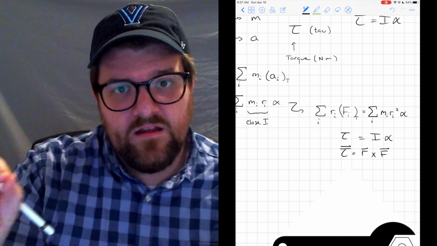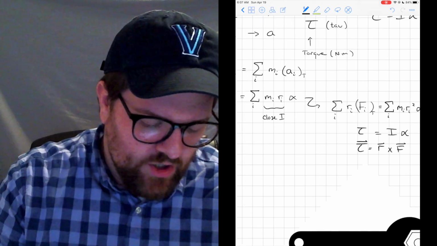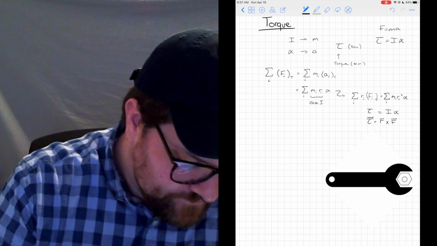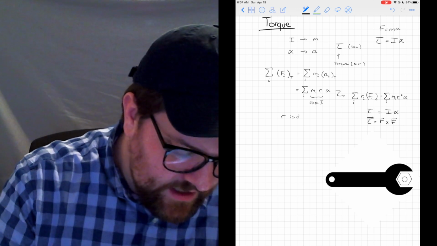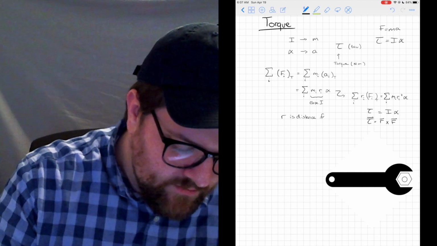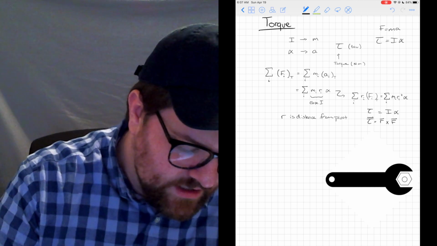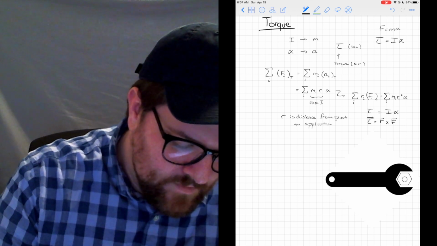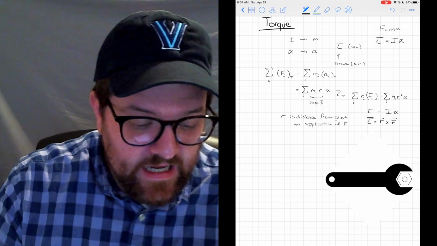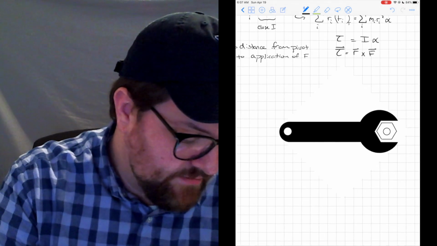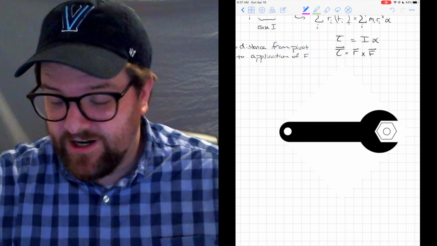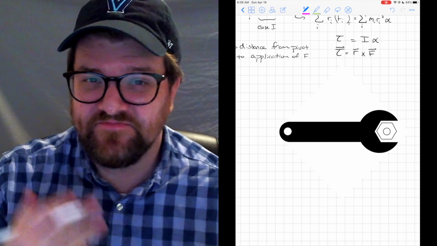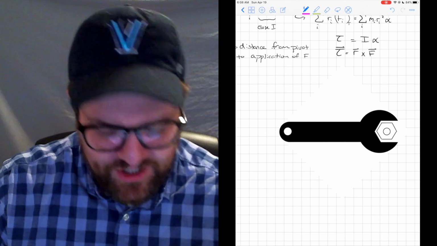So we're going to put a pin in the cross product right now, and we're going to go back. We're going to talk a little bit more about just this idea of R. In this case, R is the distance from our pivot to the application of the force. All right, and I have a cute little image here of a wrench. Wrenches, door handles, these are all really good examples of torques in motion.